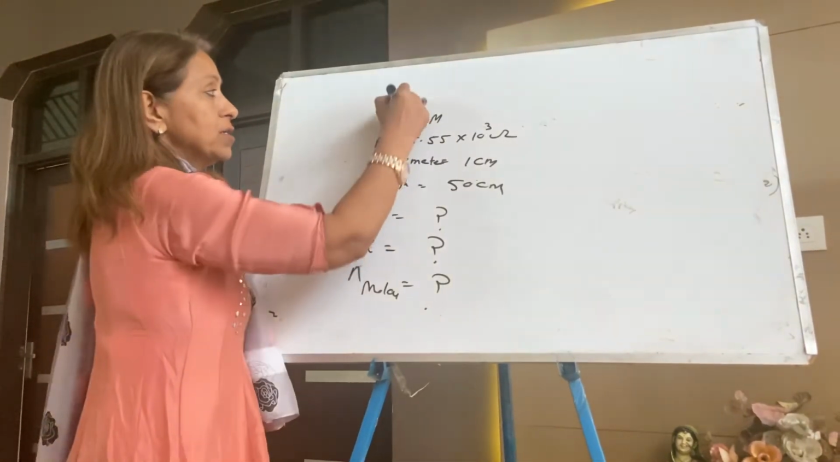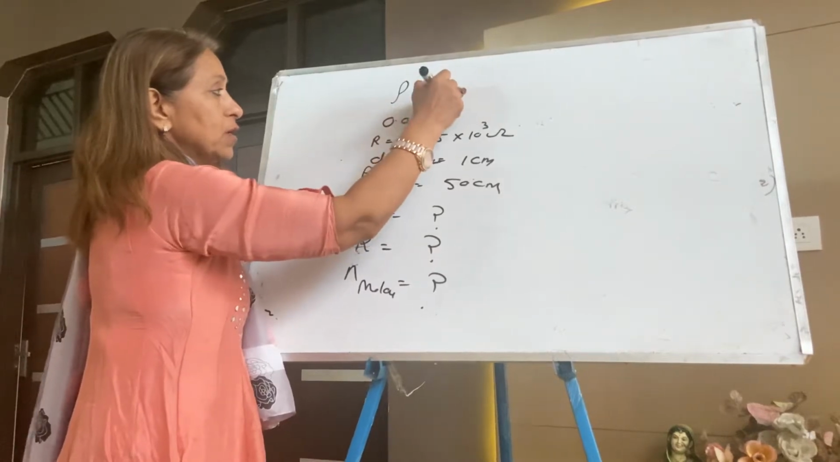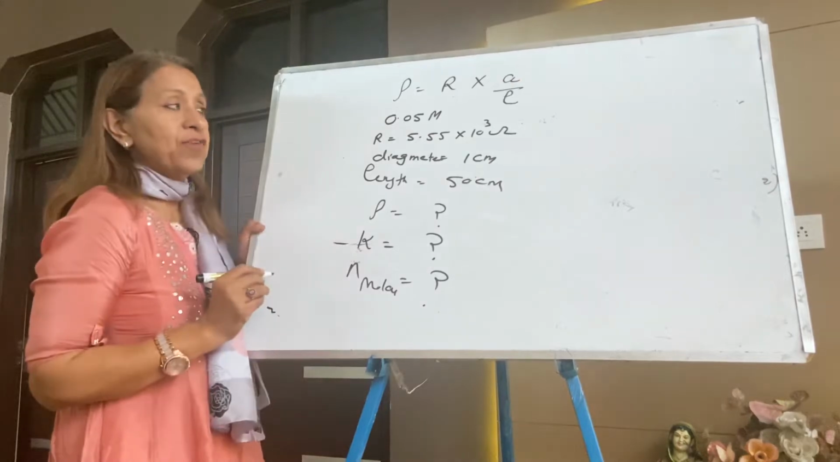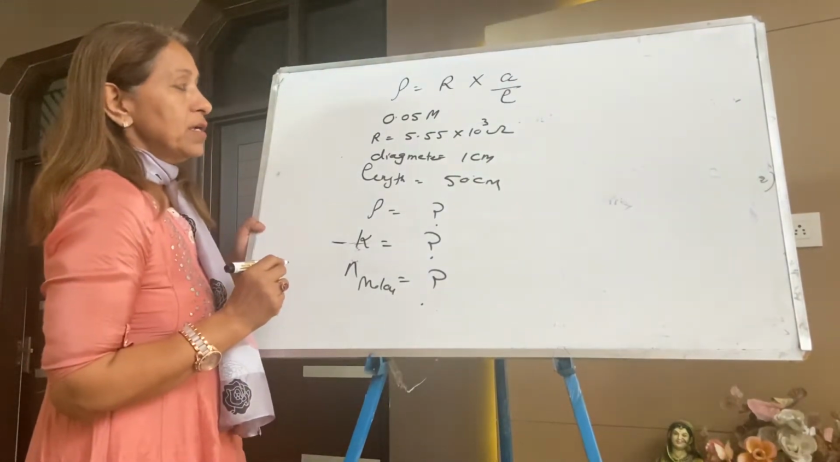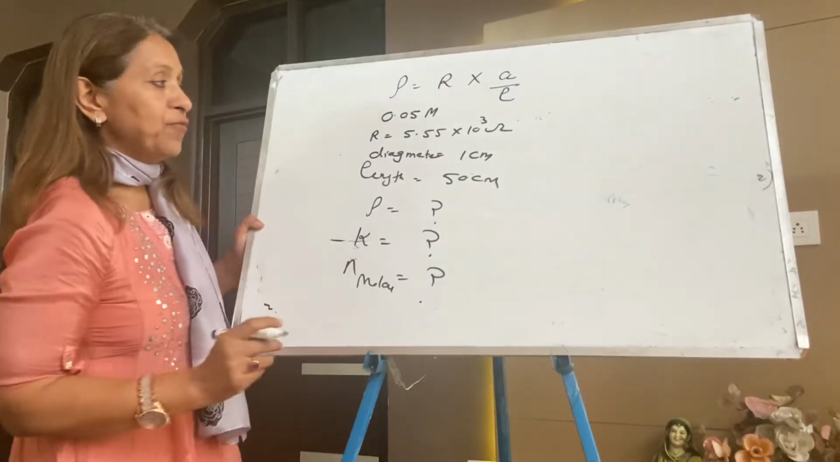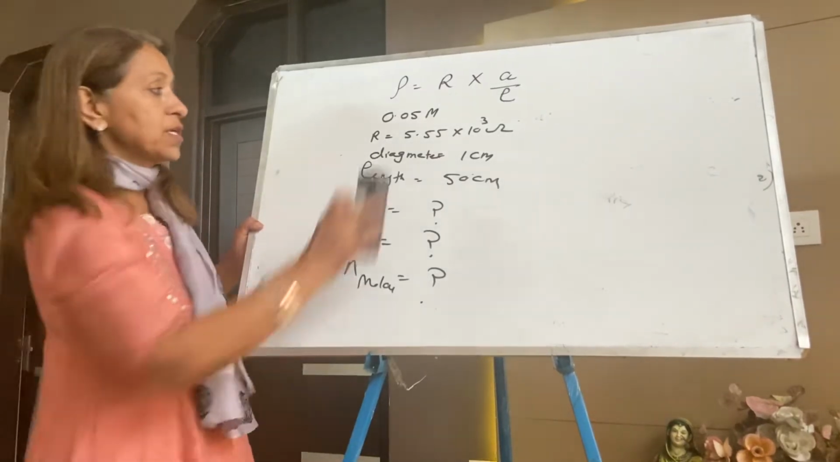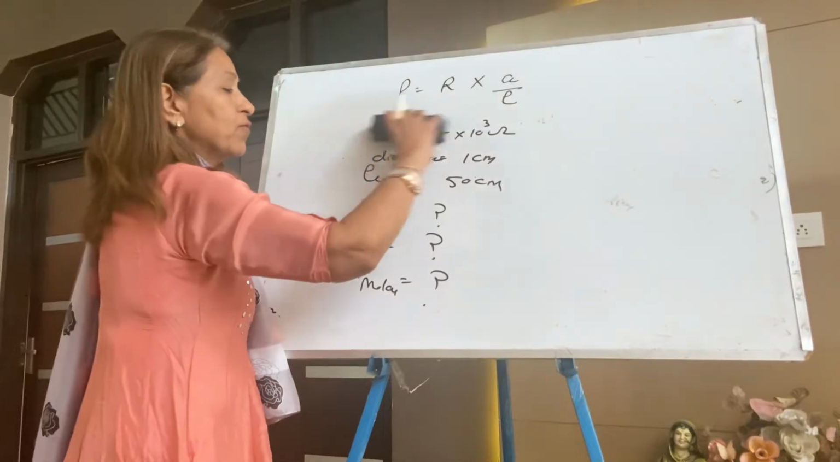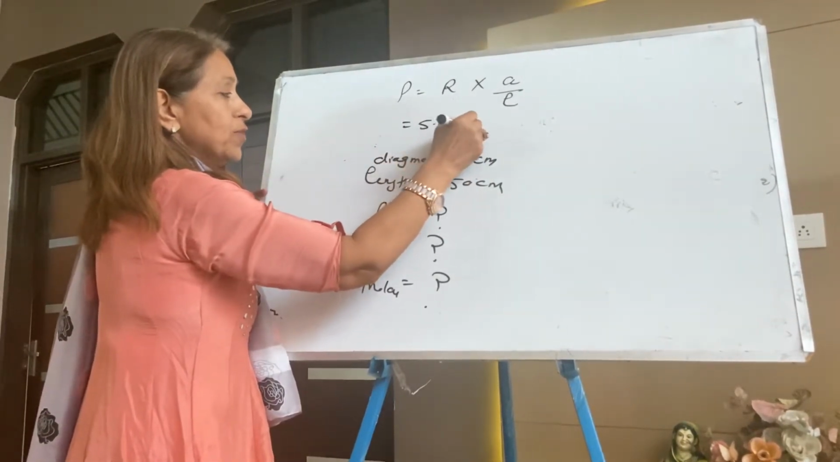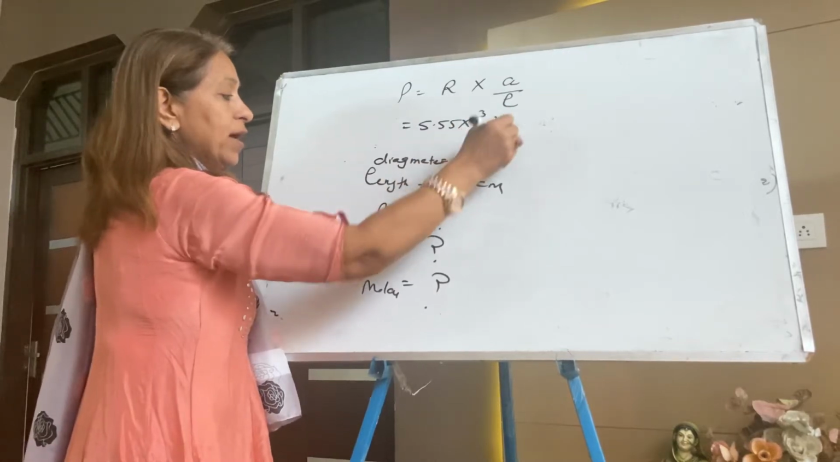Okay, let us start. Resistivity is equal to R into A by L. Write the formula. Resistivity is equal to R. What is R? Resistance is given. This is your resistance, 5.55 into 10 raised to power 3 ohms.